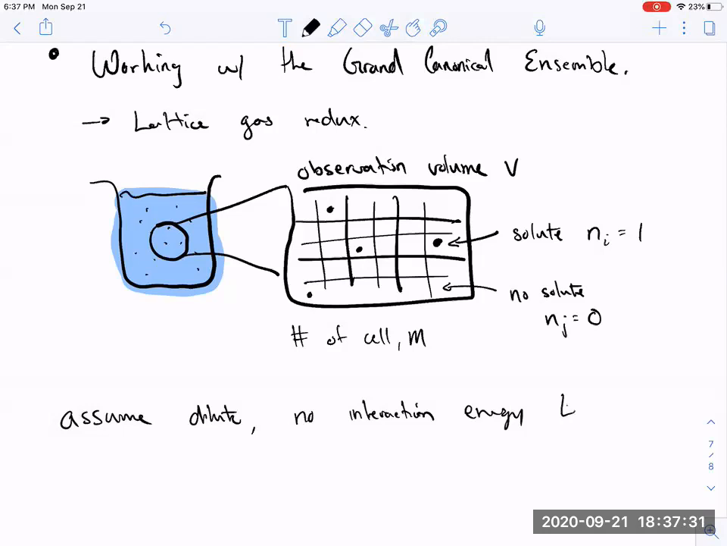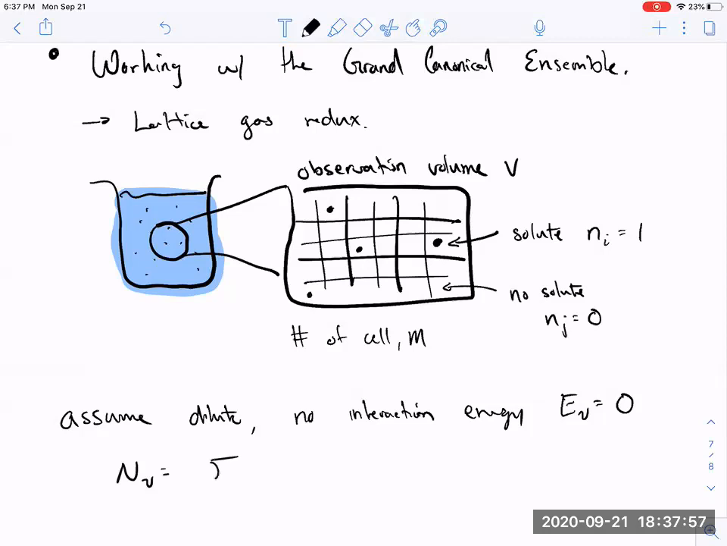So whatever that constant energy is, it's just a number, and we'll set it to 0 for convenience. So the energy of any state of the system, any arrangement of those solutes in our grid, is just 0. However, as pictured, you could imagine that solutes come in and out of that beaker, or not out of the beaker, they're stuck in the beaker, but in and out of that observation volume.